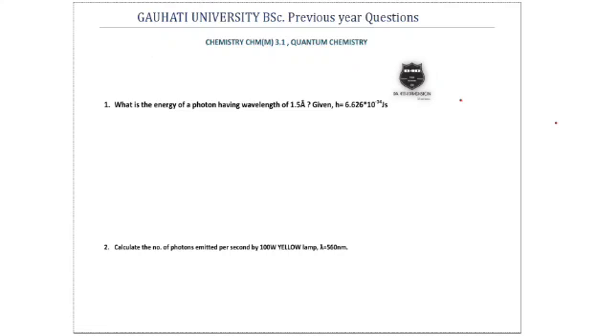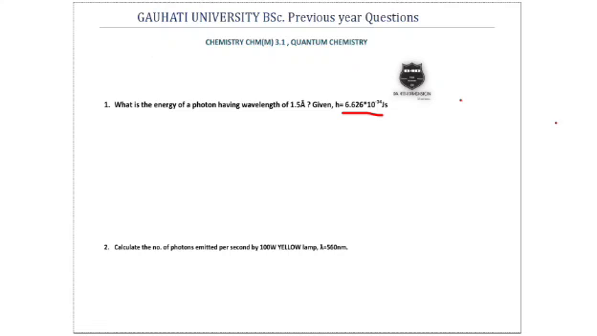The first question: what is the energy of a photon having wavelength of 1.5 angstrom, given h is equal to 6.626 into 10 to the minus 34 joule second. Okay, h is Planck's constant. This video will be helpful for you, and these are most probable questions. You can practice this, and I hope this will be helpful for you.